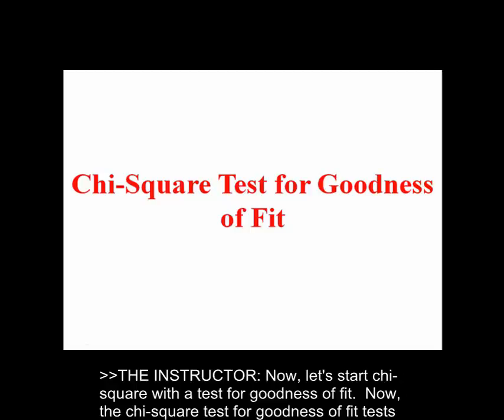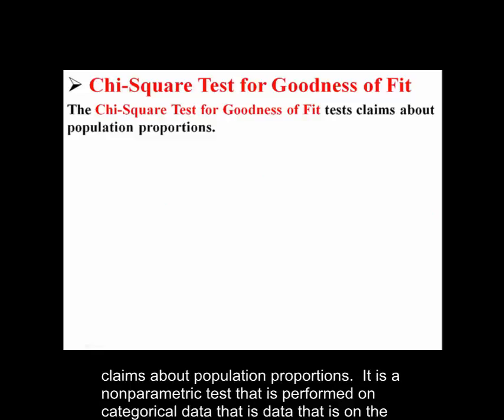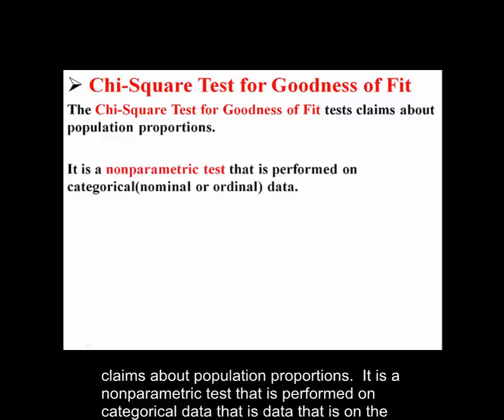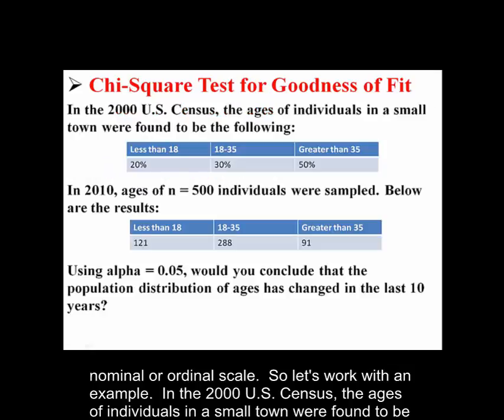Now let's start chi-square with a test for goodness of fit. The chi-square test for goodness of fit tests claims about population proportions. It is a non-parametric test that is performed on categorical data, that is, data that is on the nominal or ordinal scale. So let's work with an example.